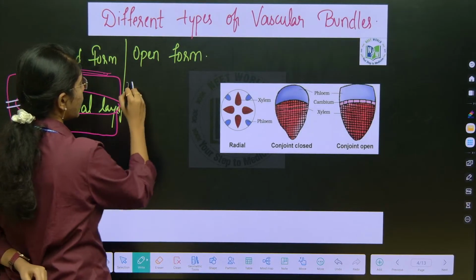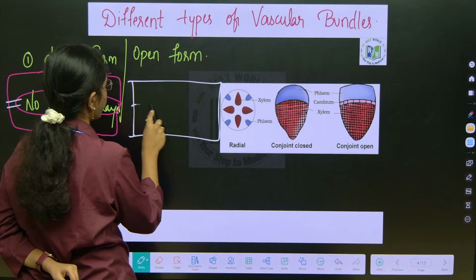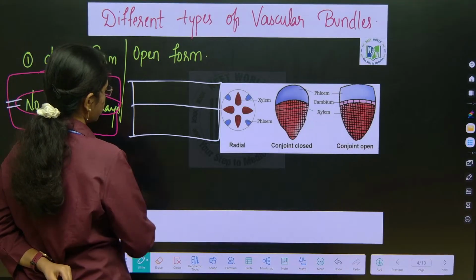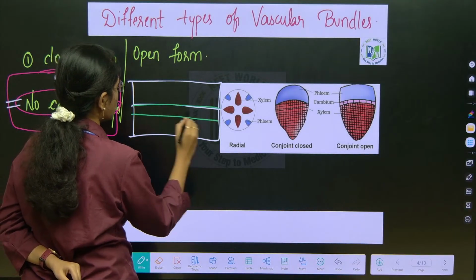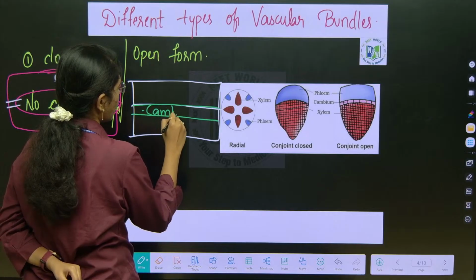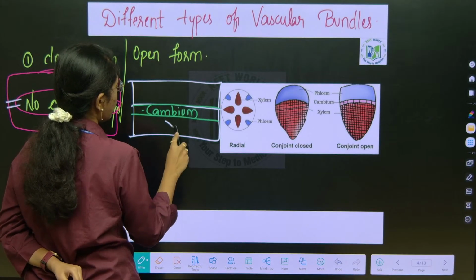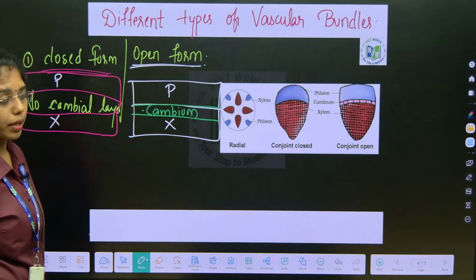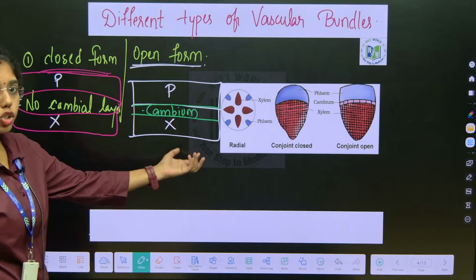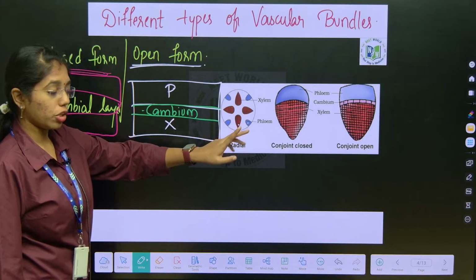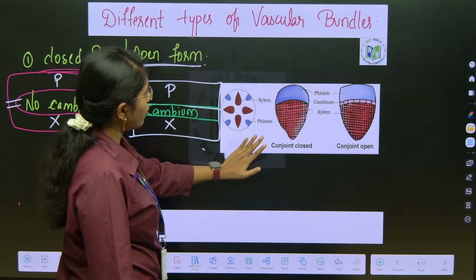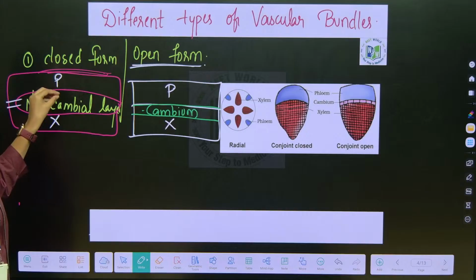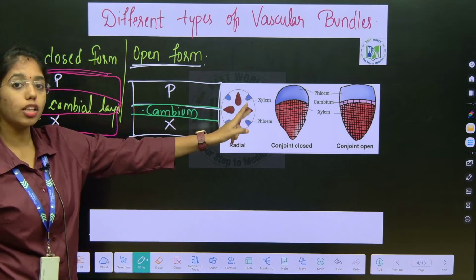If at all a cambial layer is present in between xylem and phloem, it is said to be open form of vascular bundle. And next, based on the arrangement of xylem and phloem tissues inside the stellar region, we have different types of vascular bundles. Okay? Types based on whether cambium is present or not, and types based on the positions of xylem and phloem.